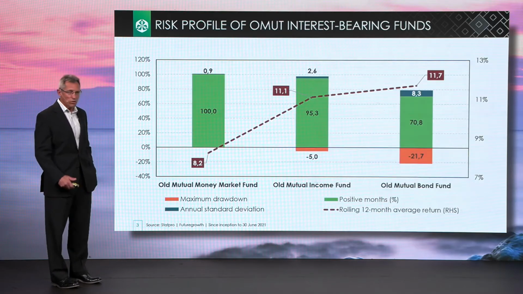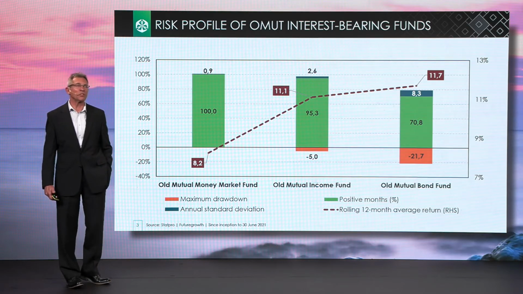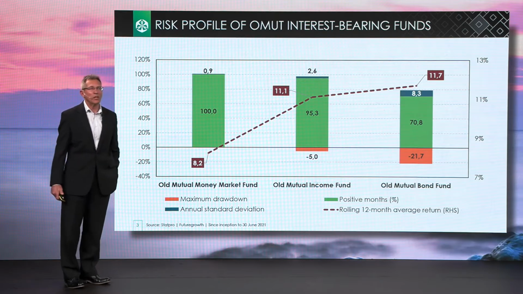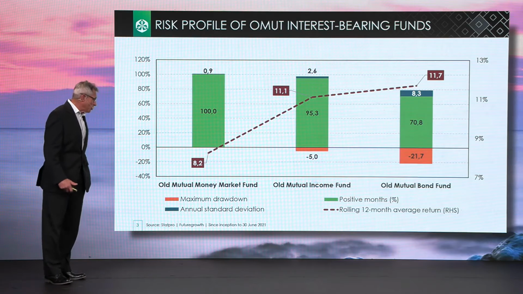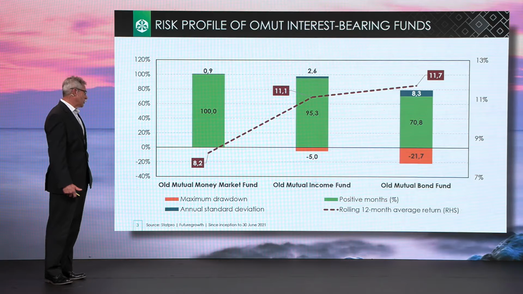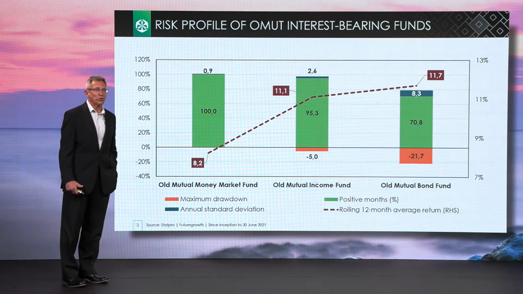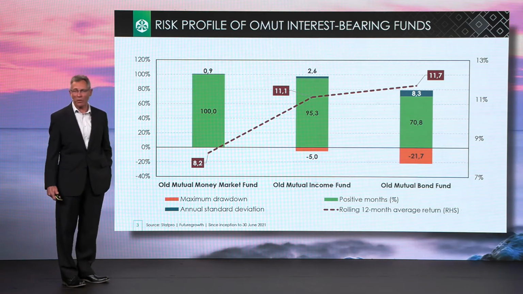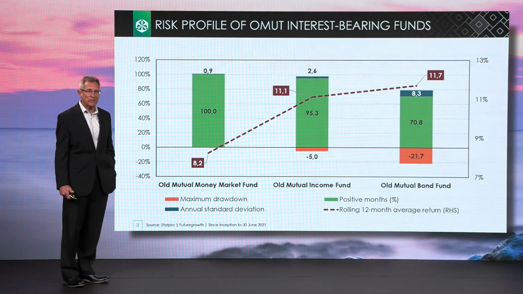Which takes us to the funds. I'm just showing three of the interest-bearing funds we're managing on behalf of the Old Mutual Unit Trust Company. And just to give you a feel for the volatility and the risk profile of these funds, the first fund is the Old Mutual Money Market Fund, going back to 1998. In terms of positive months, you do not want a money market fund to generate any negative months in terms of absolute return, and that's exactly what we've managed over time. The tracking error in terms of its performance is quite low, less than 1%.